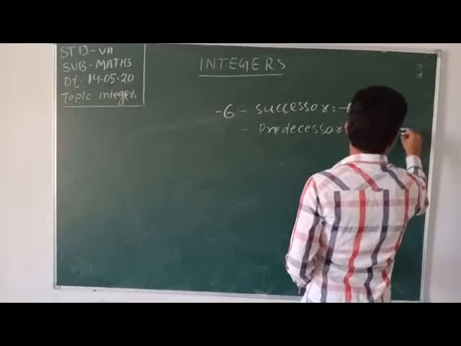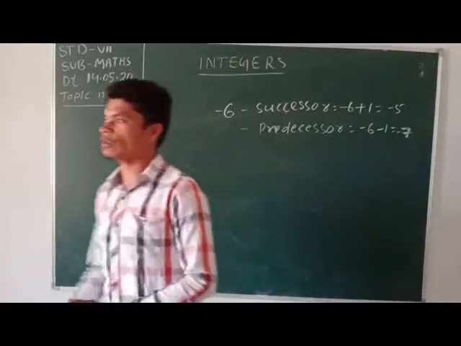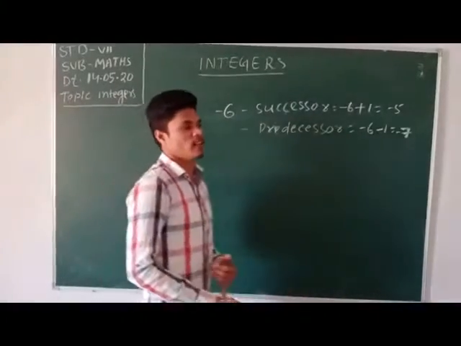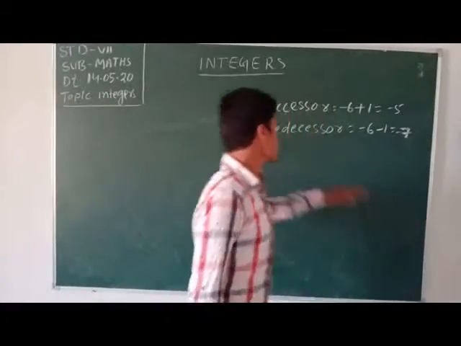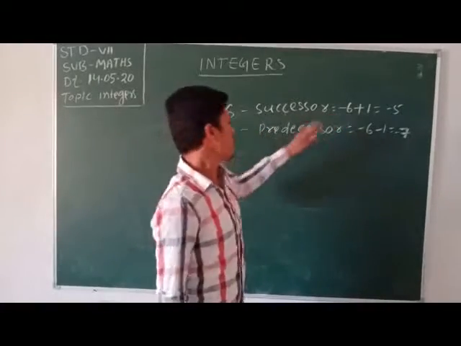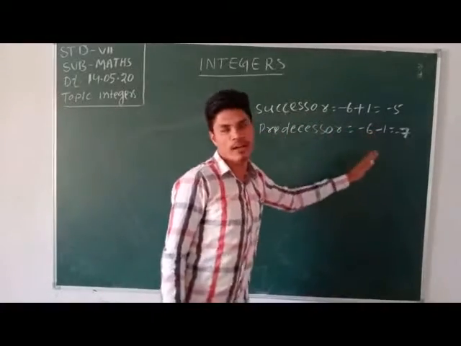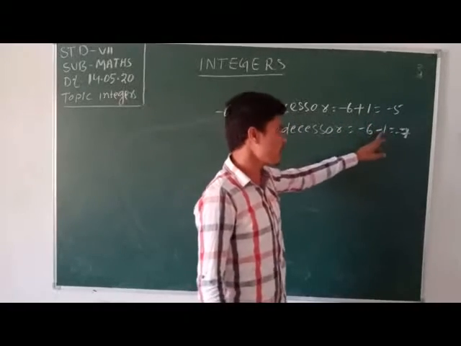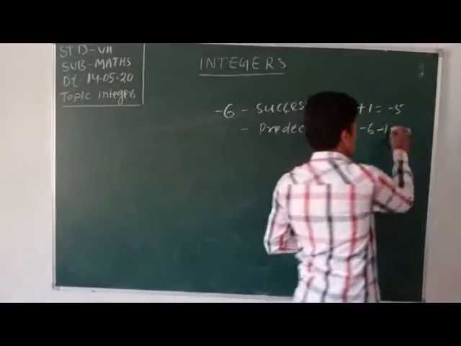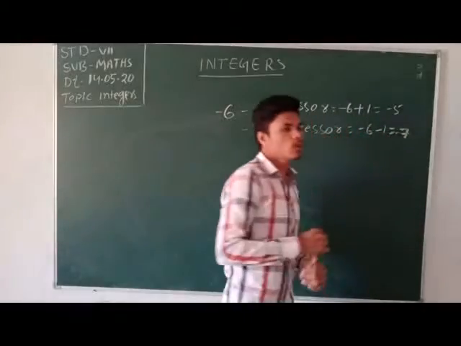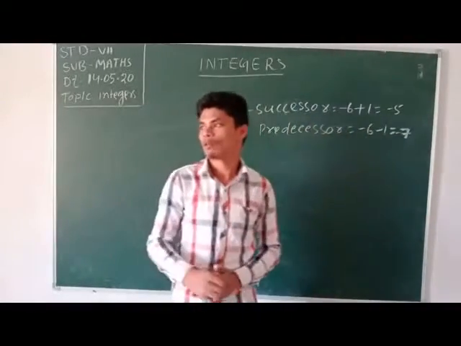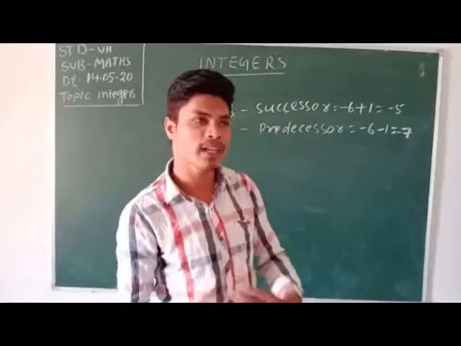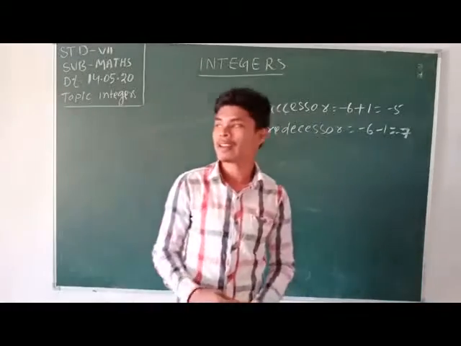Then what do we learn here? We learn that every number has a successor and predecessor. Successor means to add 1, predecessor means to subtract 1. Here minus 6 plus 1 equals minus 5, and minus 6 minus 1 equals minus 7. So every integer has a successor and predecessor.